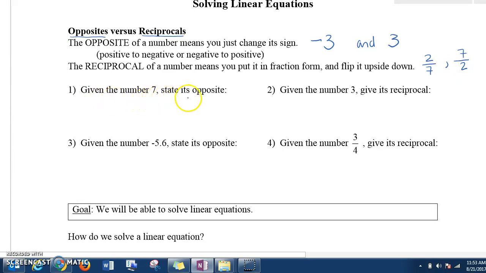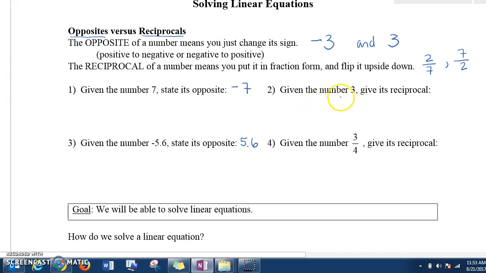Given the number 7, state its opposite. So 7 is positive, therefore the opposite would be -7. Here it says, given the number -5.6, state its opposite. So since it's already negative, we know it's going to be positive 5.6.